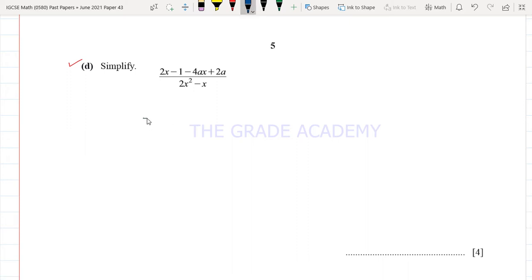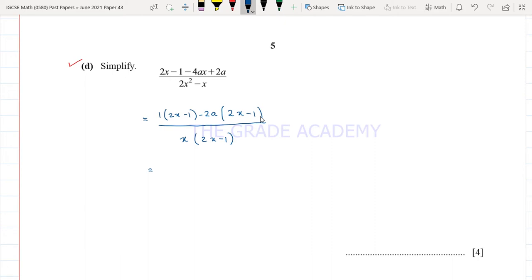We can write the numerator in the form 1 times 2x minus 1. Here we have taken 1 common from the first two terms, and the common factor in the third and fourth terms is negative 2a. If we take negative 2a common from here, we get 2x minus 1, divided by x times 2x minus 1. We can factorize the denominator by taking x common from here to get x times 2x minus 1.